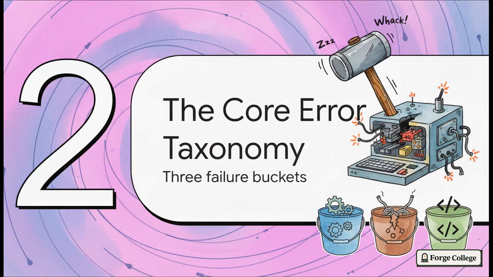Moving to part two, the core error taxonomy. Let's look at the three main failure buckets. Because to fix this machine effectively, we can't just go hitting the console with a hammer, right? We have to classify the breakdown.